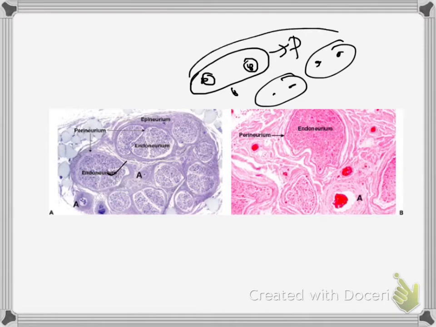So all these things together, it is called as nerve. So nerve is covered by epineurium. So this is MCQ. So over. So this is also over.